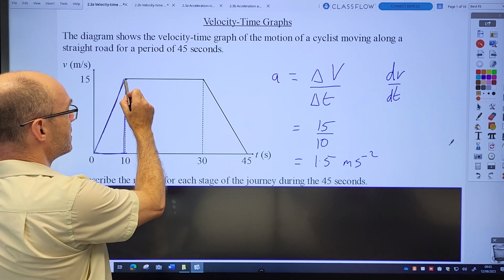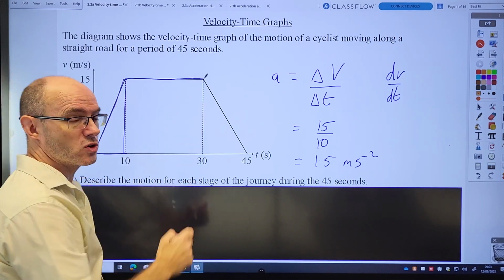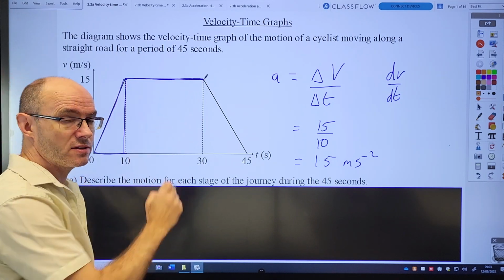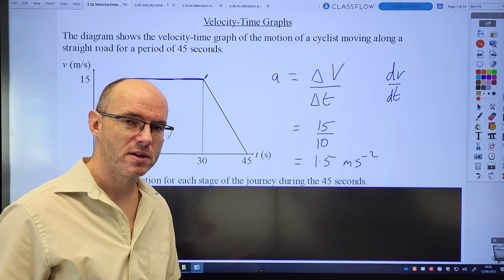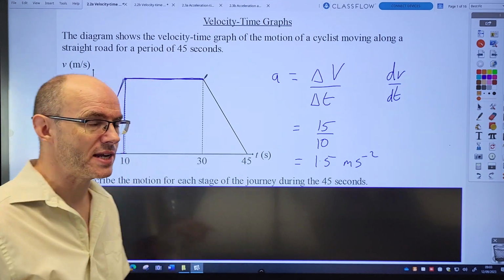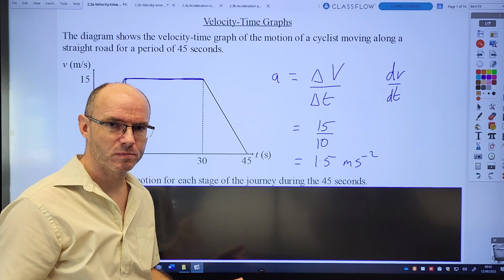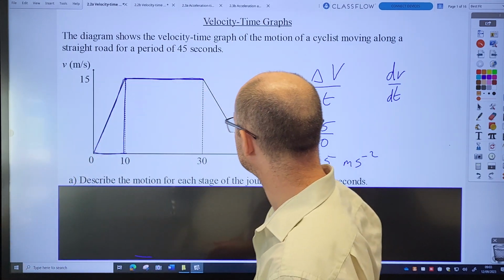And then next, well, the cyclist is now not changing velocity at all. It's a flat line. Zero gradient, we say the acceleration is 0, neither speeding up nor slowing down. And so for the next 20 seconds, travelling at constant velocity, we say, of 15 meters per second.